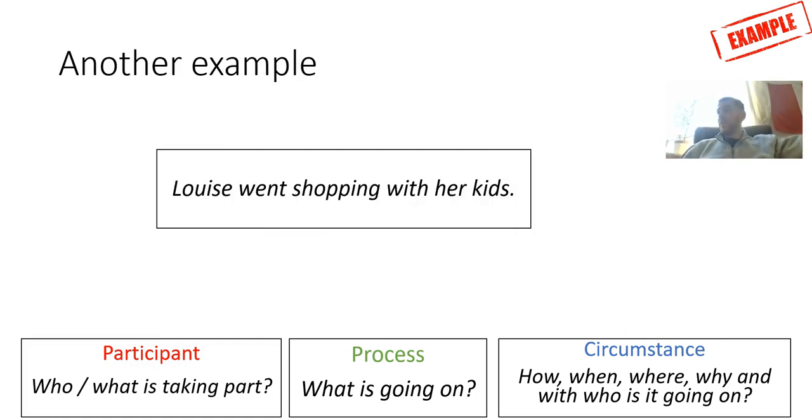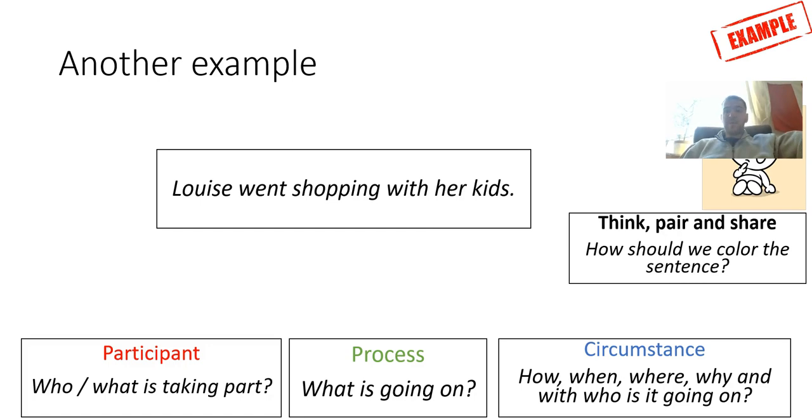We'll do another example. Louise went shopping with her kids. You will now have a moment where you can try to color the sentence for yourself before I explain how it is done. Pause the video if you want to attempt on your own, otherwise I will continue in 3 seconds. 3, 2, 1.